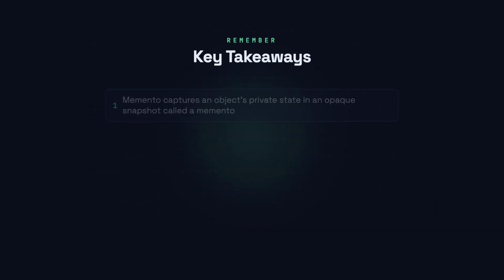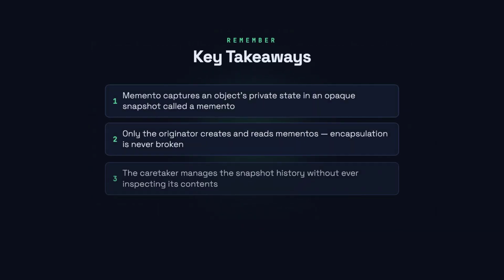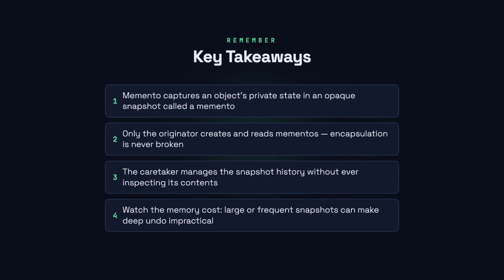To summarize, the memento pattern lets an object save and restore its own private state by packaging it into an opaque token called a memento. The originator is the sole reader and writer of that token. The caretaker manages storage but stays blind to the contents, preserving encapsulation. And remember the practical trade-off. Each snapshot uses memory, so deep undo histories on large objects can get expensive fast.